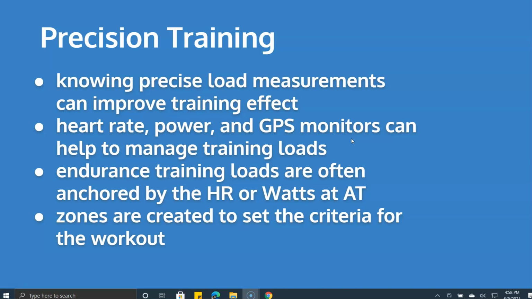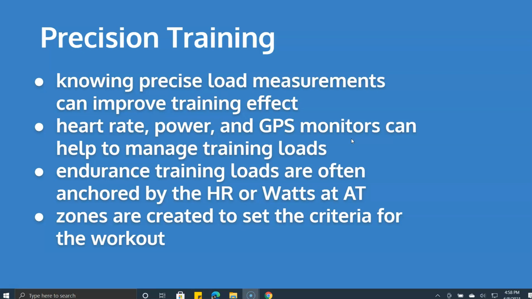Precision training, when we're talking about heart rate zones, is kind of the go-to term. Basically, we're trying to get precise load measurements so that we can improve the training effect rather than work against ourselves when we're training. So we have heart rate, power, and GPS monitors. They can all monitor these loads and these intensities to help manage the loads.